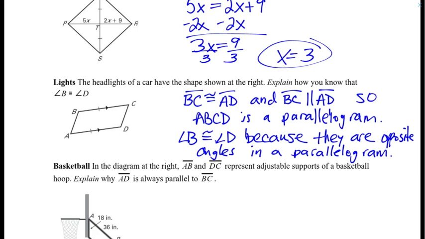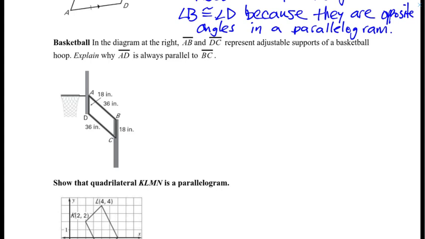All right, let's look at another example. Here we have a basketball hoop. So this is an adjustable basketball hoop where AB and DC are adjustable supports of the hoop. So AB and DC, these are adjustable supports that can shift. So basically this hoop can go up or down. These are going to be fixed lengths, obviously. So that will adjust and create different angle measures here.